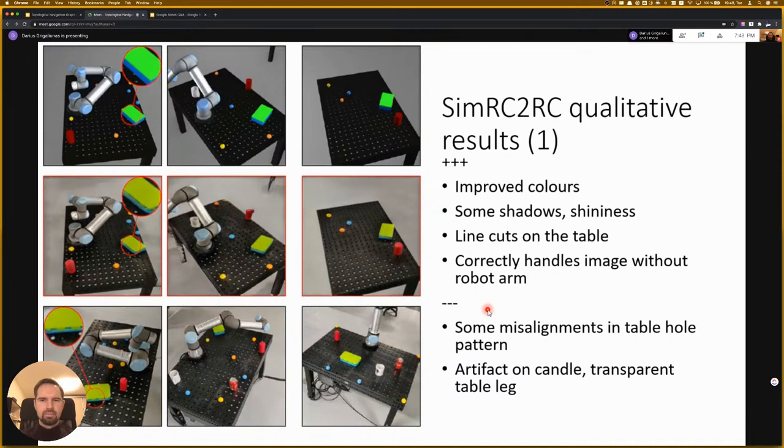And although the result looks quite nice, there are still some errors in them. So for example, there's this black spot around the candle, and there's also a black area near the table here, and the table leg is transparent in some places. And also this whole pattern on the table in some areas is not completely aligned.